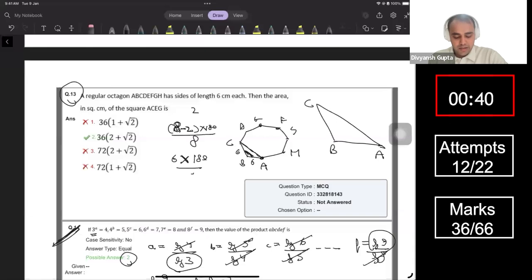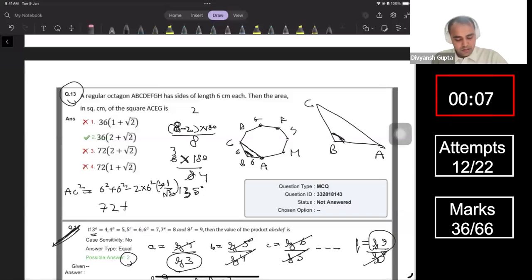6 into 180 divided by 8, 3, 4, 45, 120, 135 degree. This will be the length of this. So AC square will be 6 square plus 6 square minus 2 into 6 square into cos 135, which will be minus 1 by root 2. So this will be 36 plus 36, 72 minus, actually this will become plus 36 root 2. So your answer will become option 2.